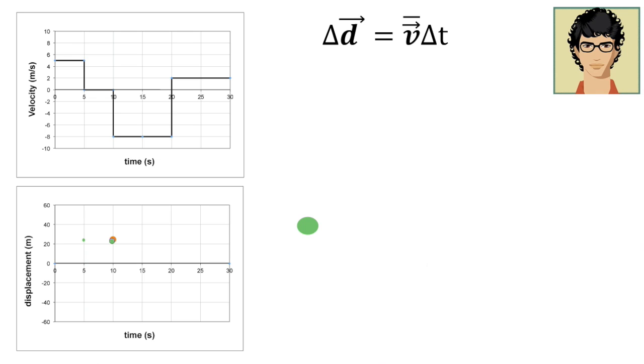So let's do the next interval. I could go in a 5-second interval. There's nothing wrong with that from 10 to 15 seconds, but I'm also noticing that over here, the velocity is a constant -8 meters per second.